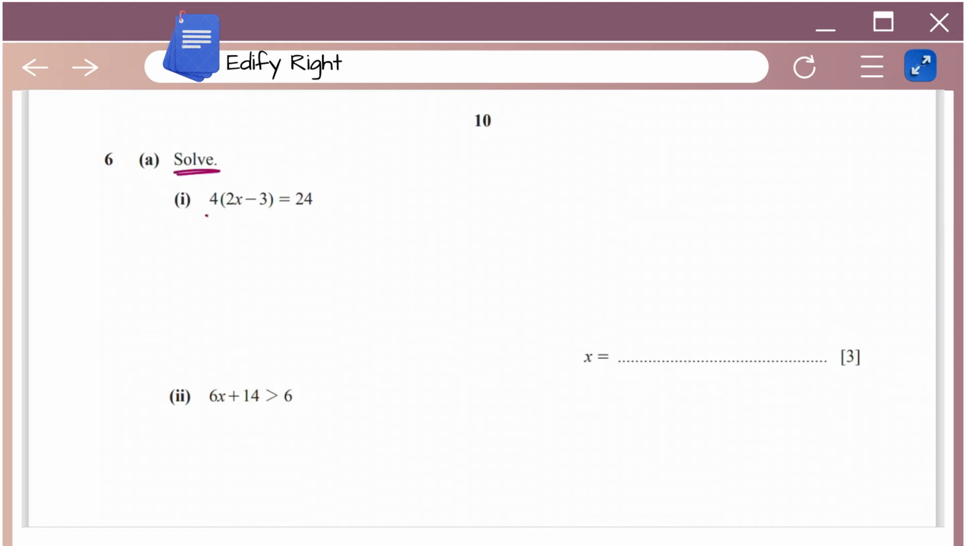We have to solve 4 times (2x minus 3) equal to 24. So here it's pretty simple. You just need to open the brackets and multiply 4 with everything inside the bracket. So that will give you 8x minus 12 equal to 24.